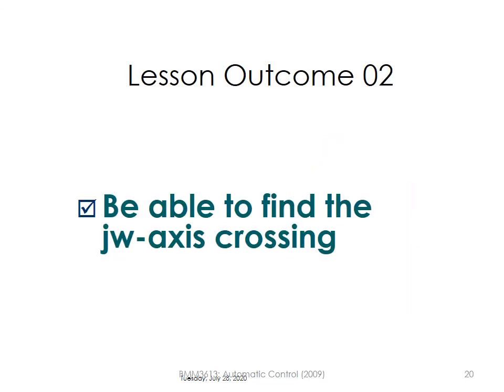So there we go. I think we have finished with this part of the video lecture. To summarize, we have looked at the 5 basic rules in order to be able to sketch our root locus. And then we have particularly looked into one particular refinement, which is to find the j omega axis crossing.